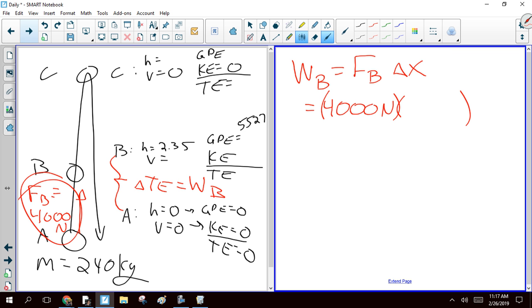Last year, I remember a bunch of people were like, I thought that 2.35 meters was the height. Yeah, it's also the displacement. It's how far it moves between him picking it up and releasing it. Okay? So multiply this out and you get 9,400 joules. Good?